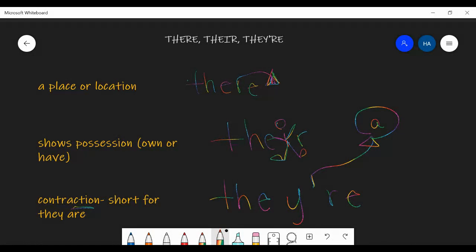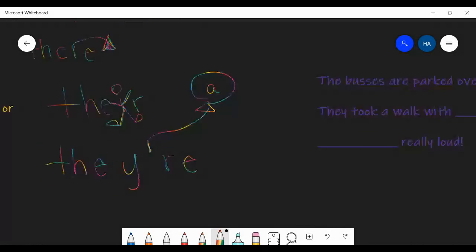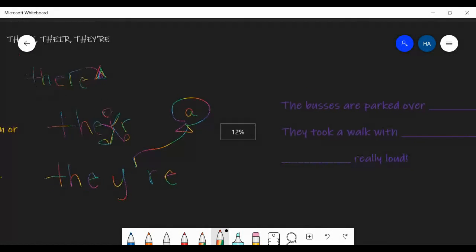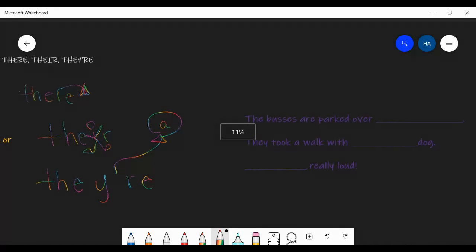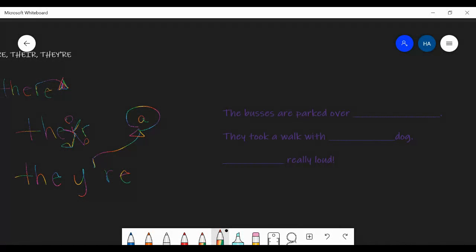Okay, so just to quickly review, and we can use little pictures to help us maybe. So let's do a little bit smaller. There we go. The first one says, the buses are parked over there. And since we're talking about a place, we know it's THERE. The second one says, they took a walk with their dog. We're talking about people that own their dog, so we're going to use the second one. It's THEIR.